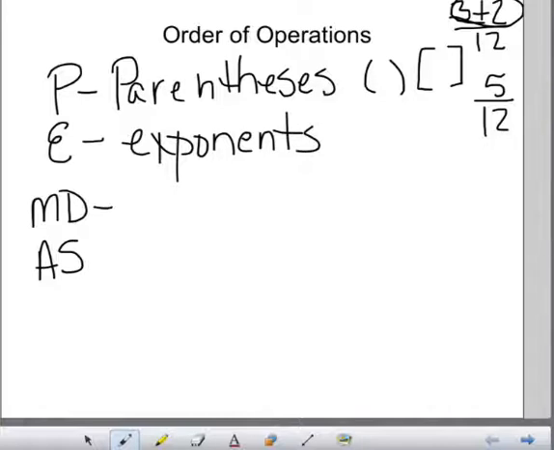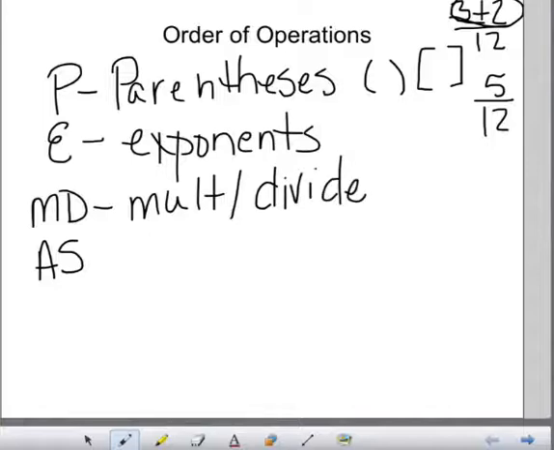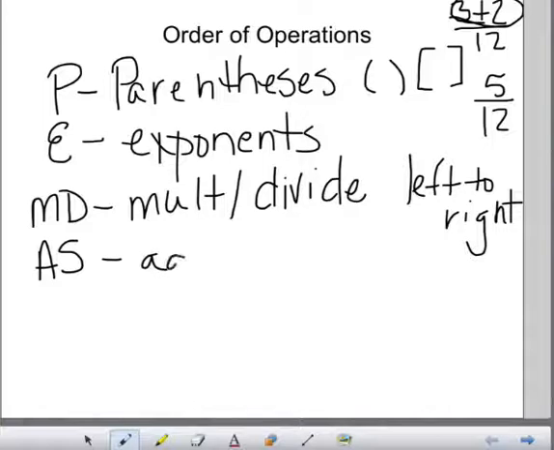And then we're going to do what? We're going to multiply and divide. Now, does multiplication always come before division? No, not necessarily. We're going to do them at the same time, but we're going to go left to right. Okay? Same thing with add and subtract. We're going to do them at the same time, but we're going to go left to right.